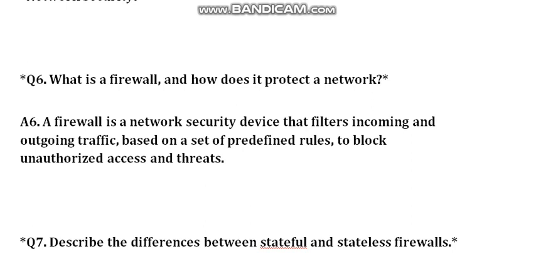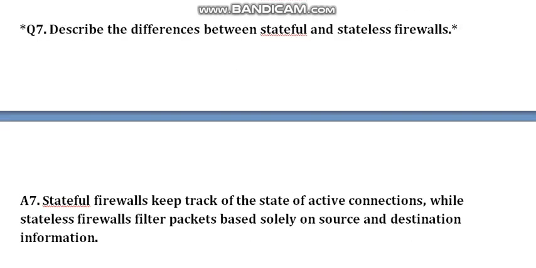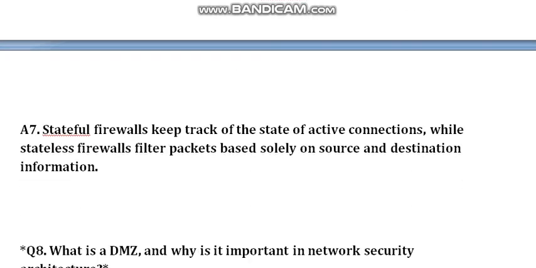What is a firewall and how does it protect a network? A firewall is a network security device that filters incoming and outgoing traffic based on a set of predefined rules, called an ACL, to block unauthorized access and threats. Describe the difference between stateful and stateless firewalls. A stateful firewall keeps track of the state of active connections, while stateless firewalls filter packets solely on source and destination information.